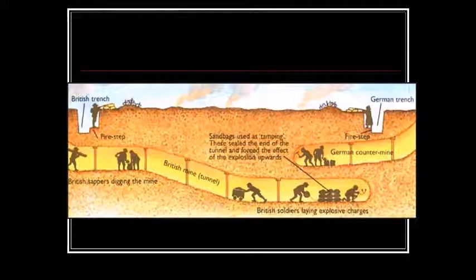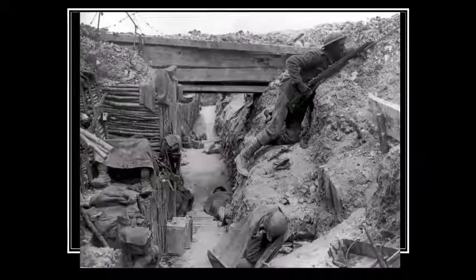Explosives wouldn't go off. Sometimes a German tunnel would mine into a British tunnel, and then there's fighting going on under the ground as well as above ground. It was just a huge mess. So there wasn't a lot of tunneling going on like this, but it did happen from time to time.